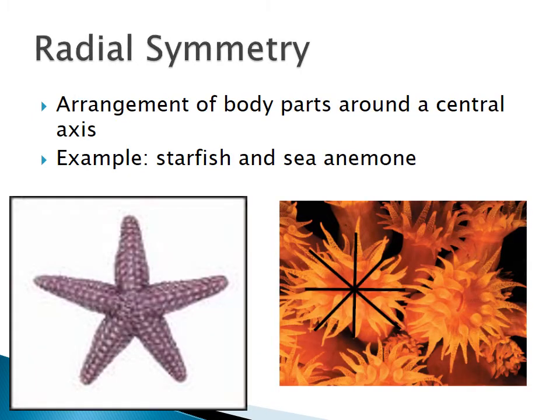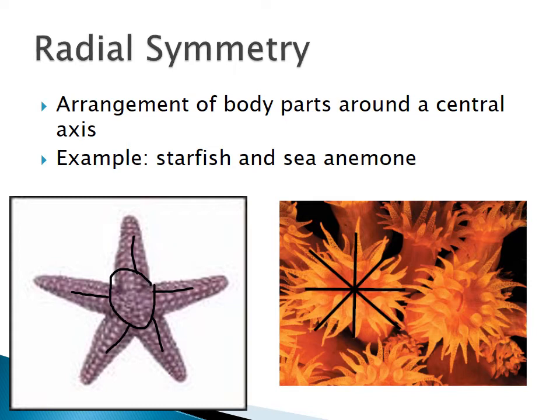Another type of symmetry is radial symmetry. This is the arrangement of body parts around a central axis. So here we have starfish, and you can see there's that central axis, and it's arranged around that central axis. Now keep in mind that this radial symmetry in starfish we find in the phylum Echinoderms, and they're kind of a weird special case in evolution where they branched off at a different time.